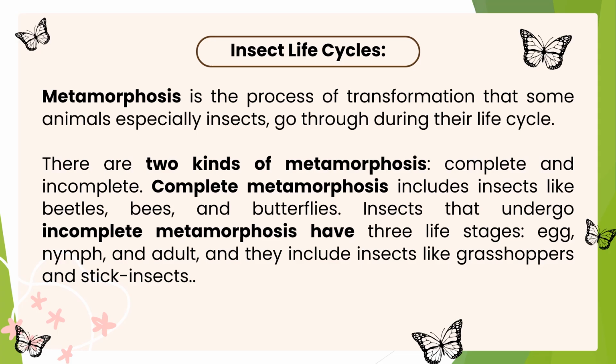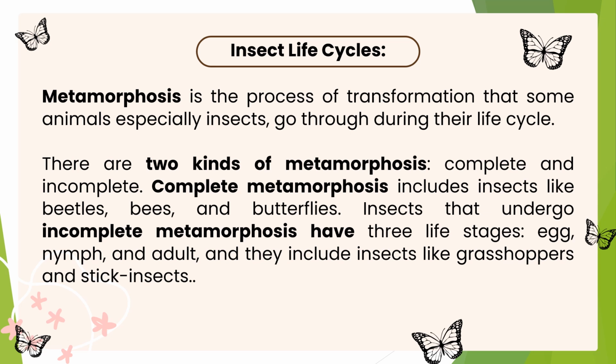Many insects begin their lives as eggs. An insect changes from one distinct form to another as it grows. Now, this process of transformation they went through is called metamorphosis. Now, there are two kinds of metamorphosis, complete and incomplete.